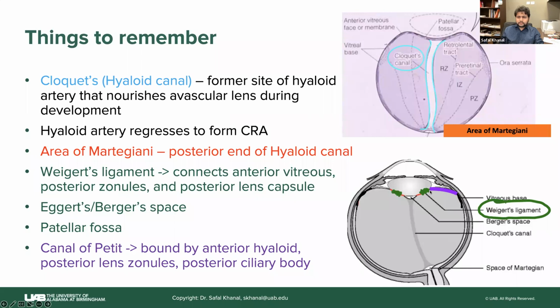Your Berger's space here is just behind the lens and the anterior surface of the vitreous. And you have your patellar fossa, which is just about here on this side. And then actually this is the canal of Petit. This is bounded by the anterior hyaloid in purple here, the posterior lens zonules, and then the posterior ciliary body. This is the canal of Petit.